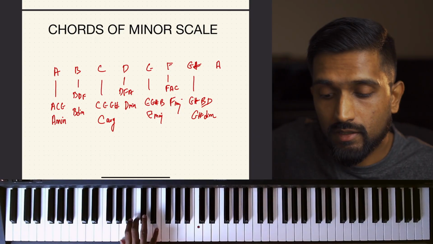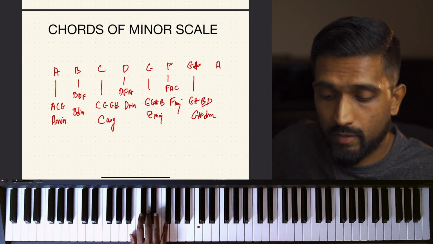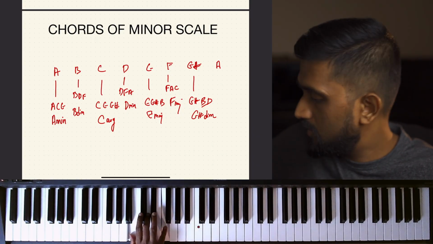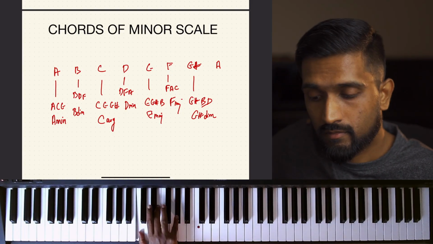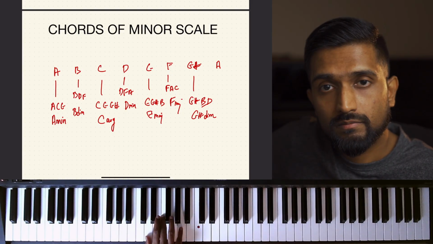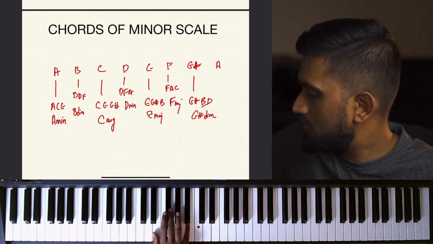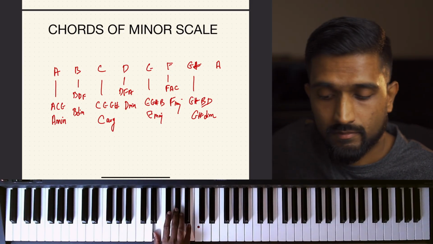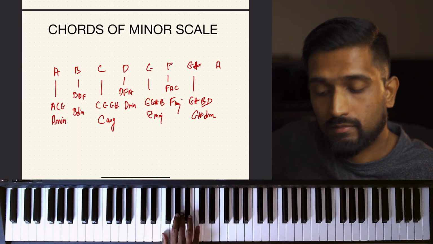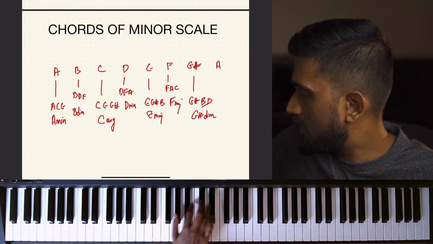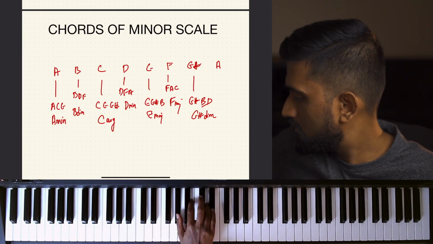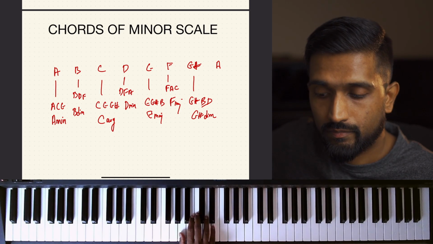This is your A minor, B diminished, C augmented, D minor, E major, F major, G sharp diminished, and then back to A minor.